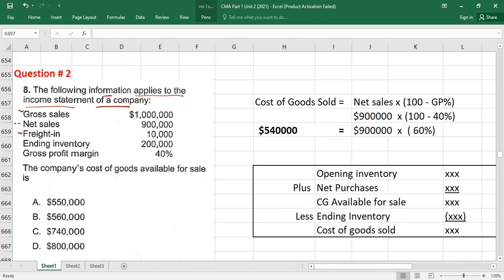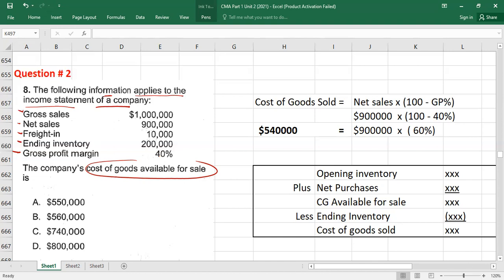Then we have freight in. Freight in means the transportation cost supposed to be incurred on purchases. Then we have the ending inventory value. And then we have gross profit margin. And what is the question? You have to calculate cost of goods available for sale. You are not calculating an ending inventory. You are calculating the cost of goods available for sale.